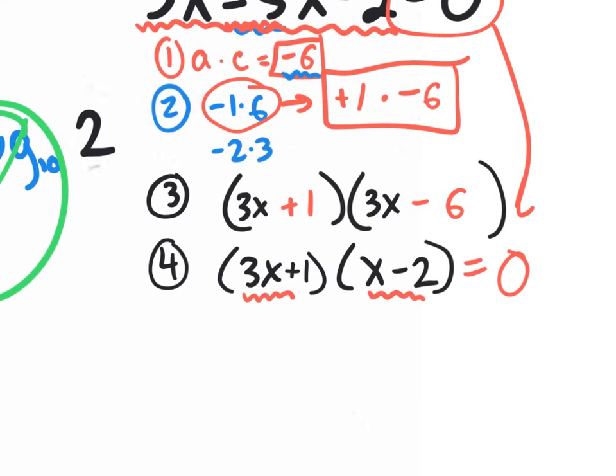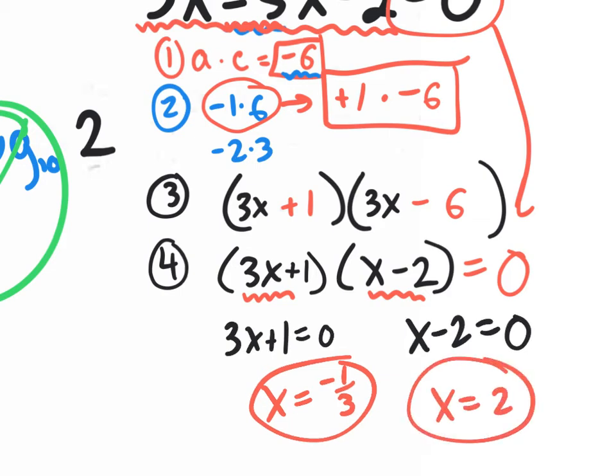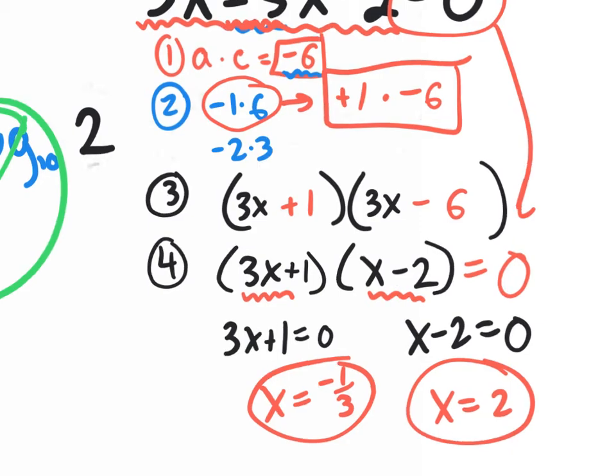What is the zero product property? It says that if you have something times something and it equals 0, then the first something, 3x plus 1, could be equal to 0, and or the second something could also be equal to 0. If you solve both of them, you'll get x equals negative 1/3. That's one possible answer. And x equals positive 2. That's another possible answer. Now, why do I say possible answers? Because what?